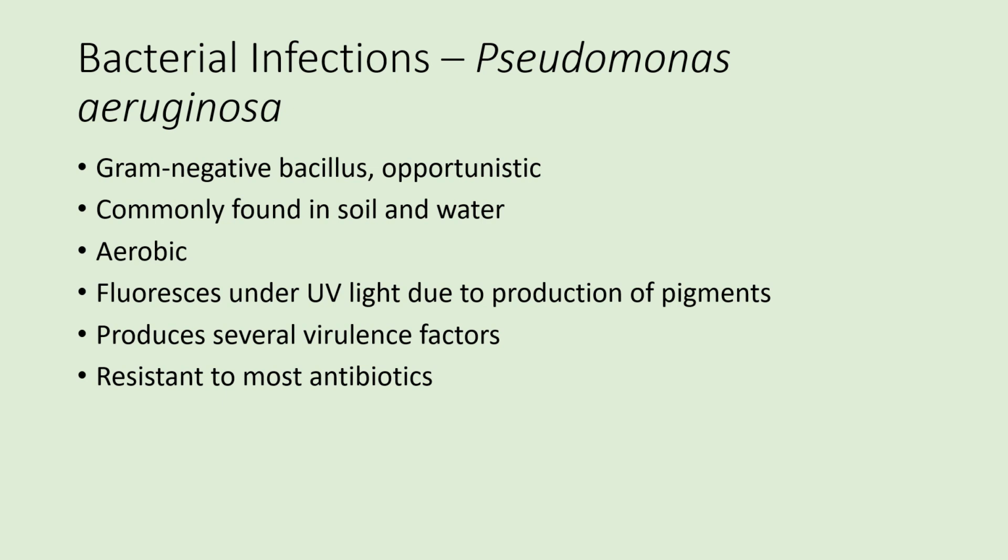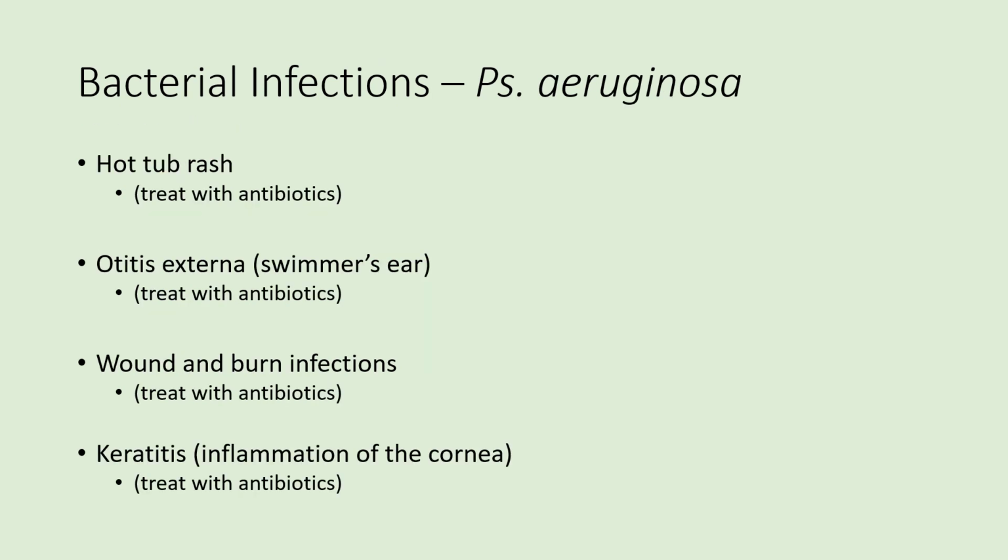One problem with Pseudomonas is, even though it's opportunistic, once it's in, one of the problems we have with it is that it's becoming resistant to most antibiotics. Pseudomonas grows on everything, and so it's hard to control. It's hard to get rid of it.